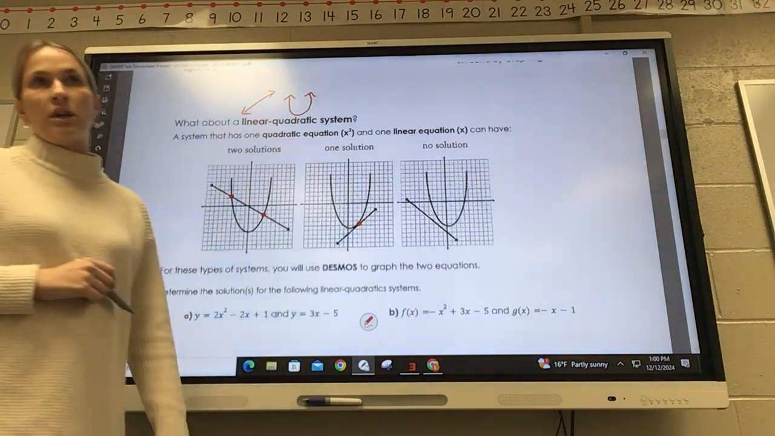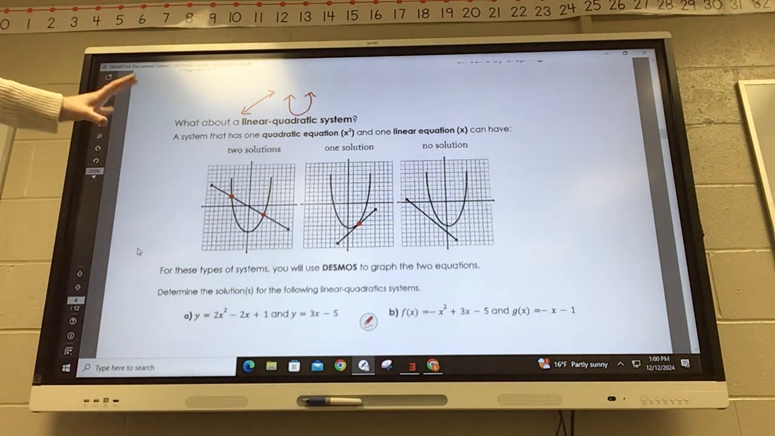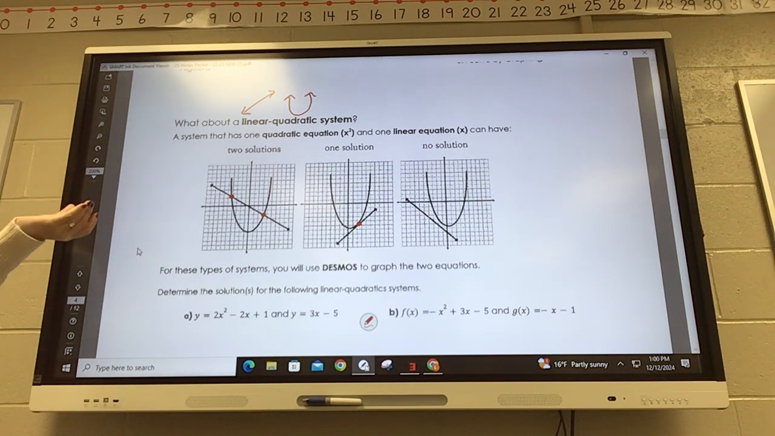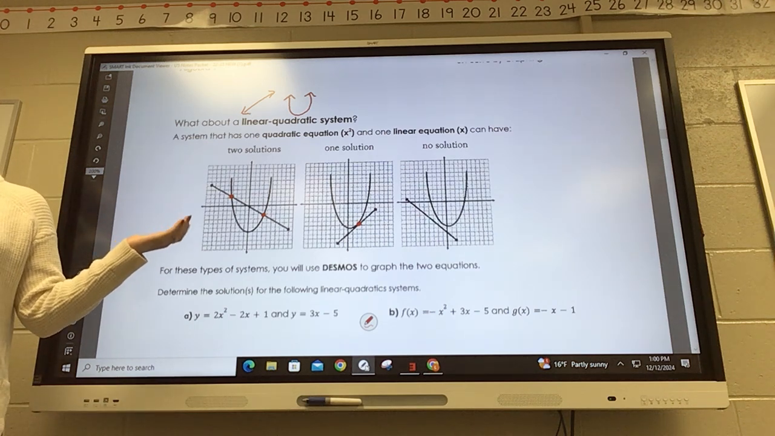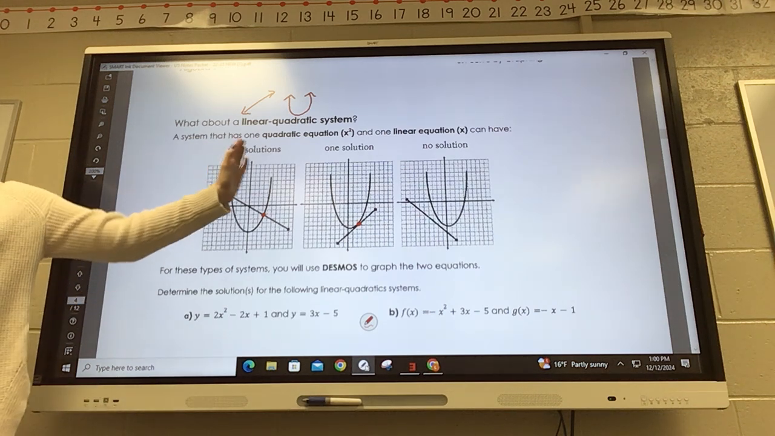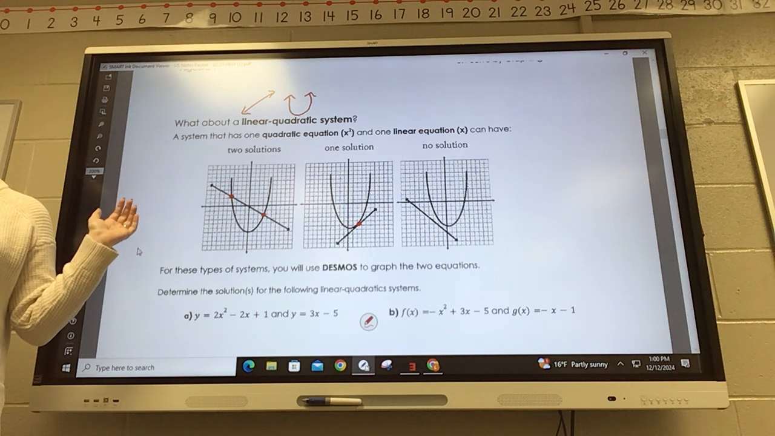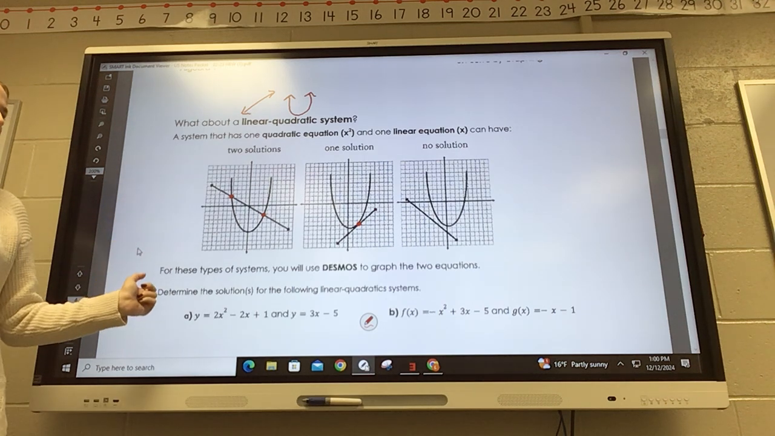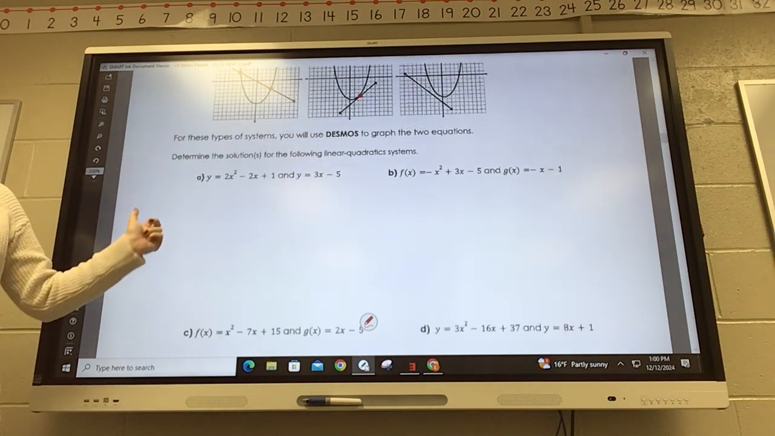So no solution. The only thing that this system doesn't have is infinite, because you're never going to get a straight linear line to be a curve like a quadratic. It just doesn't happen, okay? So you'll never have infinite for this type where one's curvy and one's straight. Does that make sense?